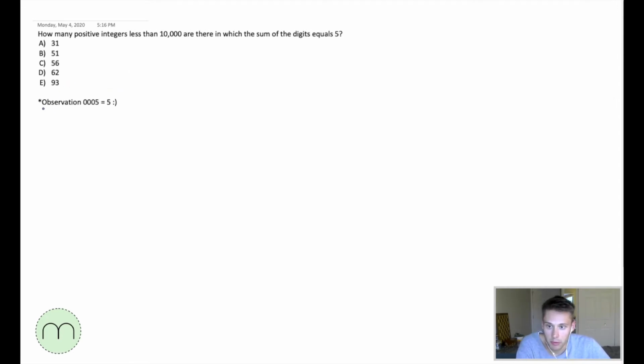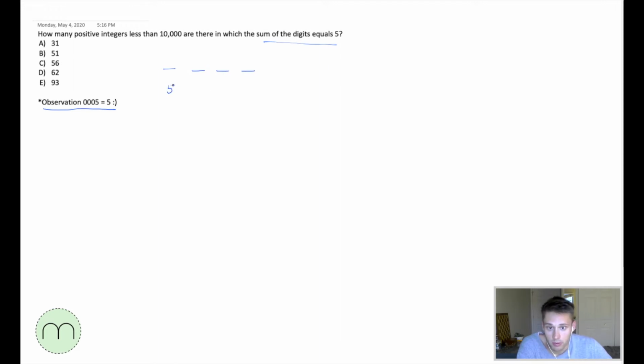One note before we begin: for this particular problem, it's easier to consider a number like 0005, a four-digit number, versus dealing with 1, 2, and 3-digit numbers individually. It doesn't make a difference, but it just makes the calculation slightly easier. So that's what we're going to assume. If we want a number whose digits sum to 5, we have a couple of different options. So let's write them down in terms of four-digit combinations.